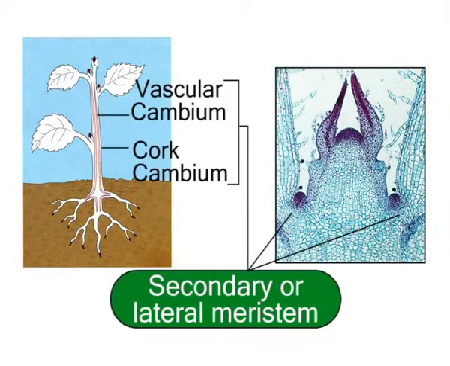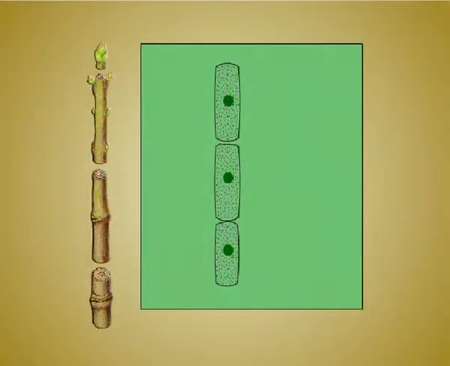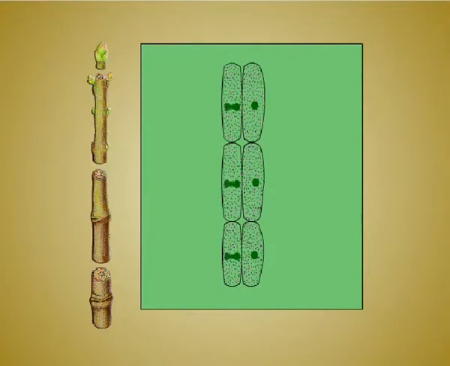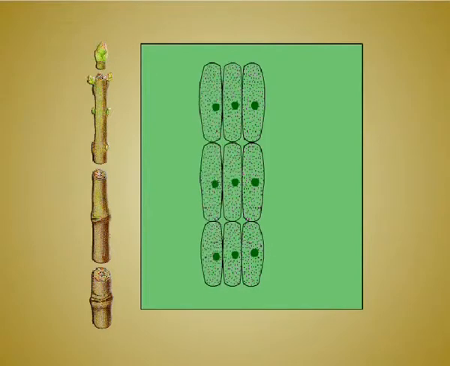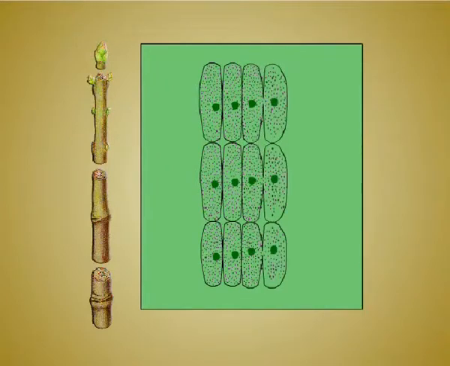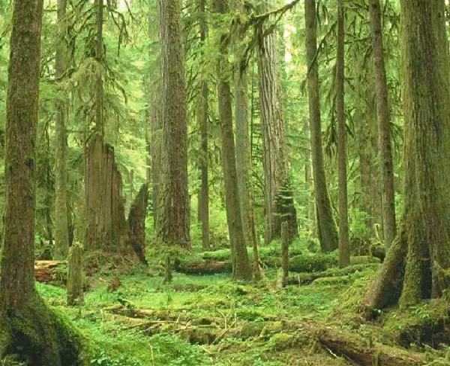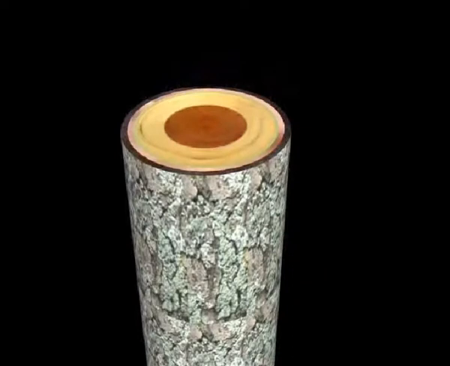Secondary or lateral meristems are located lateral to the longitudinal axis of plant organs such as cambium, etc. Lateral meristem is responsible for horizontal expansion or accounts for secondary growth in plants. It helps to increase the diameter of the stem. A good example would be the increase in girth of a tree trunk.